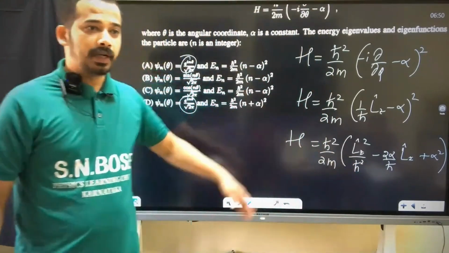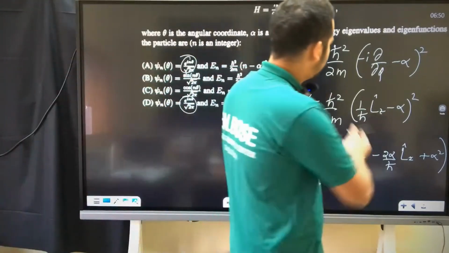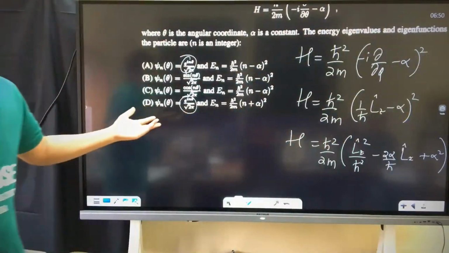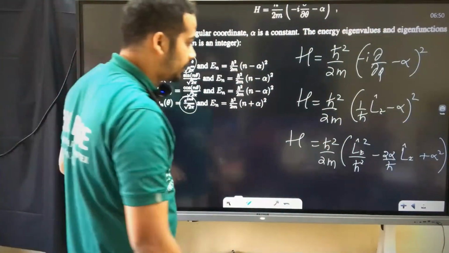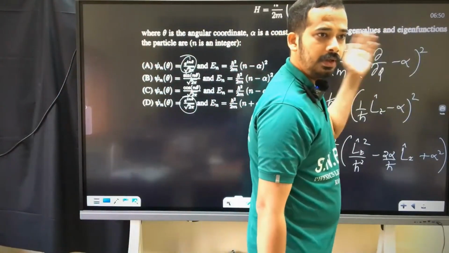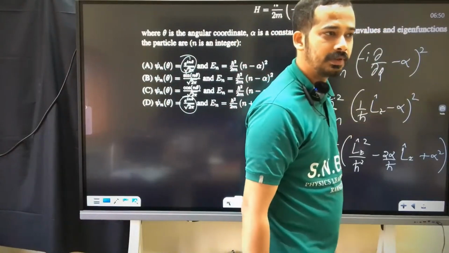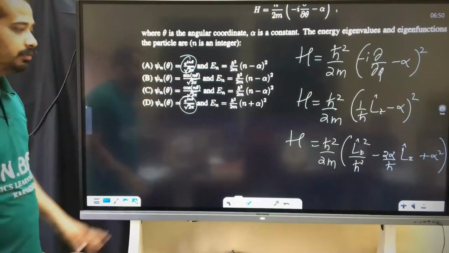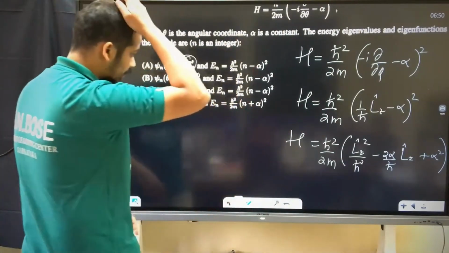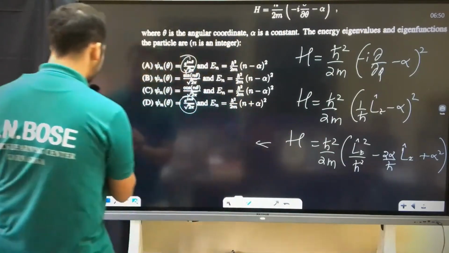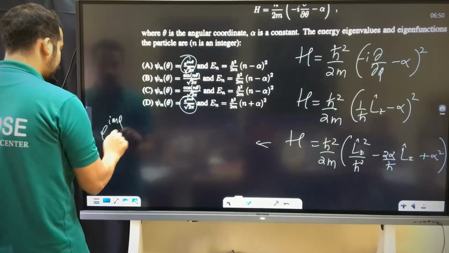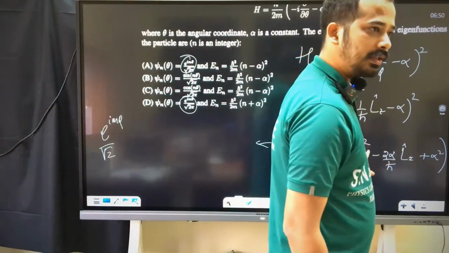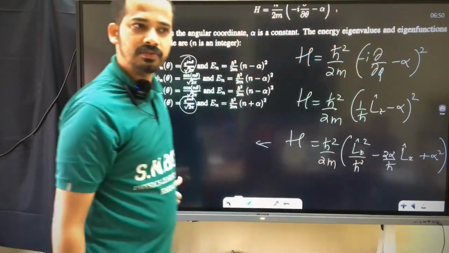Not solving the problem ideally. Solving the problem ideally means you should square it and solve that differential equation. You can do that one. It's not so big a deal, but time consuming. Squaring that one, and H psi equals E psi, solving the differential equation. I don't know whether they are expecting that one or not, but I will do it in my way. Now, what is its eigenfunction? Eigenfunction is e power i m phi by root 2 pi, which is the Lz eigenfunction. Lz is there, Lz square is there, and the Lz square eigenfunction is also the same.